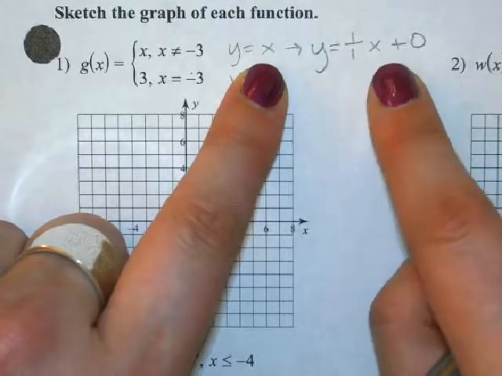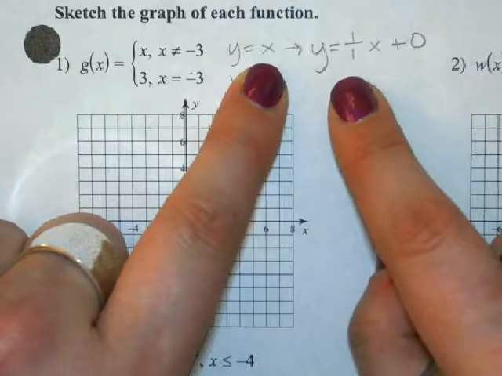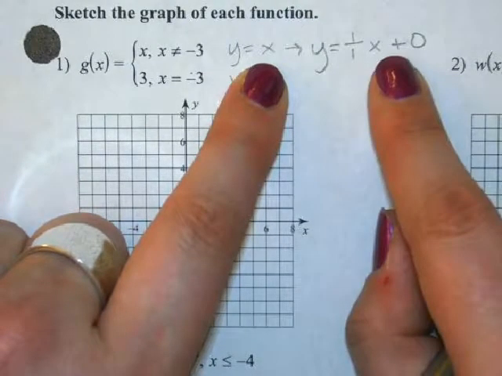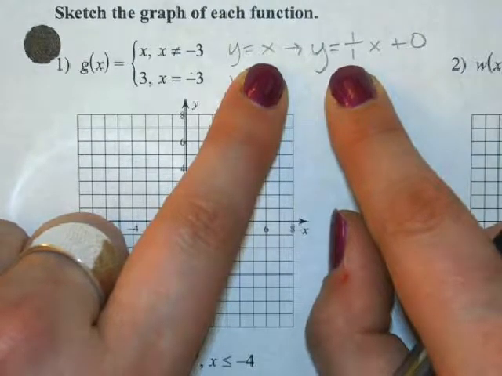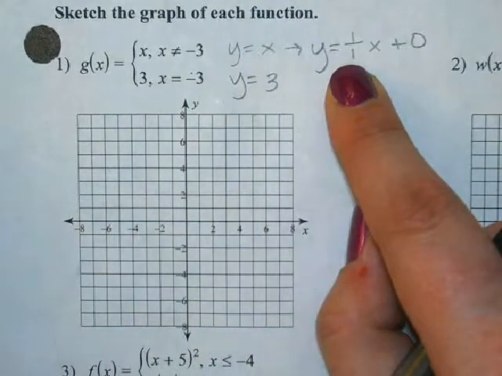So if this is how I write it, does anyone remember what the y-intercept should be? 0. And then the slope tells us rise over 1: up 1, right 1, up 1, right 1, up 1, right 1.